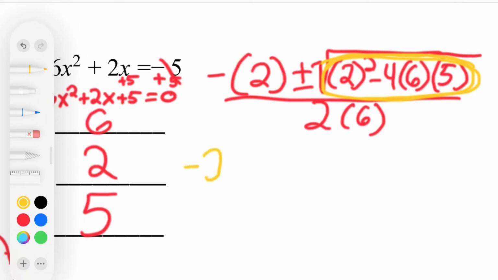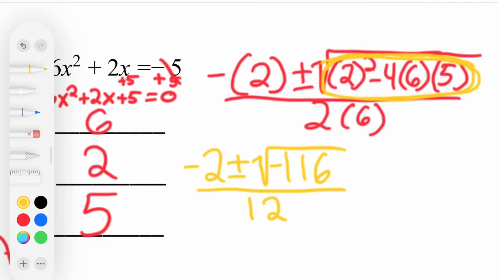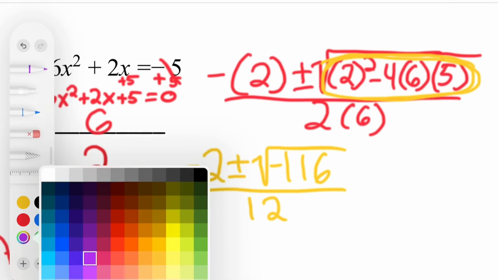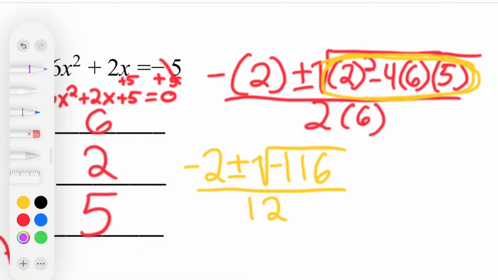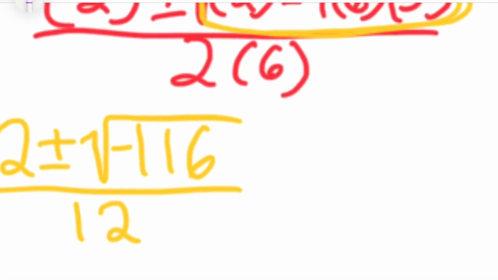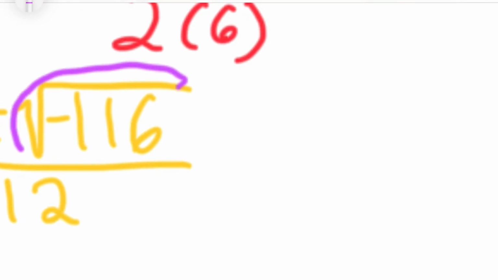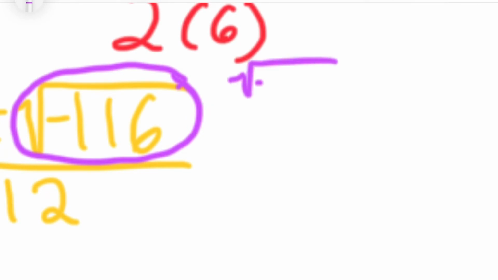So when we put this into the calculator and simplify everything around it that we can, we have negative 2 plus or minus the square root of negative 116. And then in the denominator we have 2 times 6, which is 12. So I'm going to simplify the whole radical. So the square root of negative 116, I'm going to take out the negative 1 first.